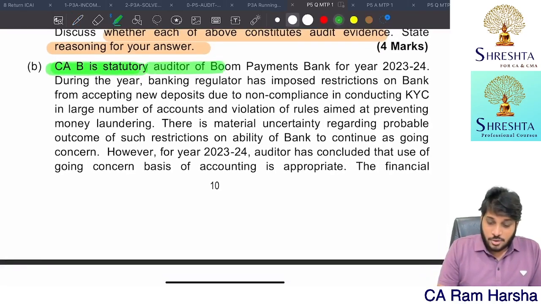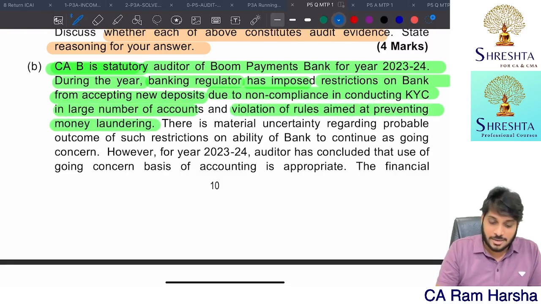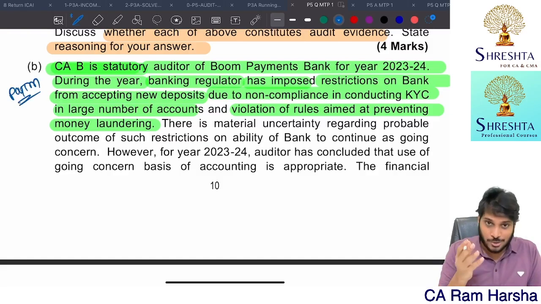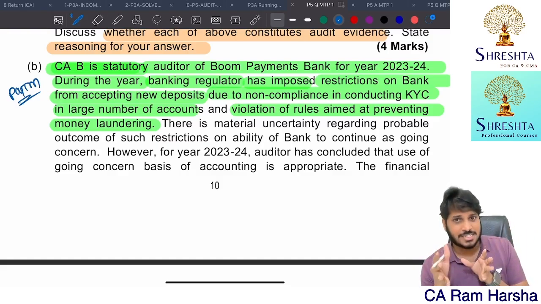CAB is the statutory auditor of Boom Payments Bank for the year 23-24. So you're the auditor of a bank. Payments bank is also a type of bank. Remember, during the year, the banking regulator has imposed restrictions on the bank from accepting new deposits due to non-compliance in conducting KYC in a large number of accounts and violation of rules aimed at preventing money laundering. Best example, Paytm. This is the Paytm situation only. The Paytm Payments Bank license has been rejected by RBI. That exact question is tested. You see, whatever is happening in the industry is being tested now.